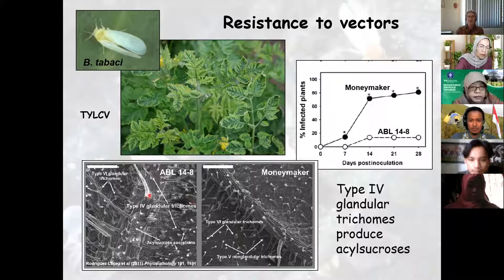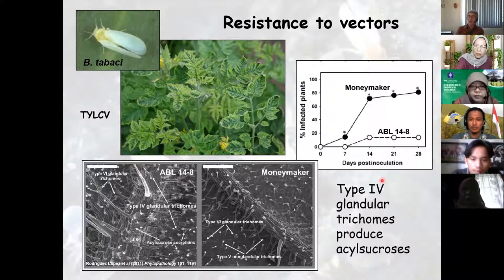It turns out that the type 4 glandular trichomes produce acyl sucroses. So they produce a chemical that white flies don't like. It's repellent to white flies. And when crosses have been done with tomatoes to introduce the type 4 glandular trichomes into tomatoes, you see Moneymaker, which is a conventional tomato, has a high level of infection, nearly 100% infection after 28 days. The resistant source, less than 20% infection.